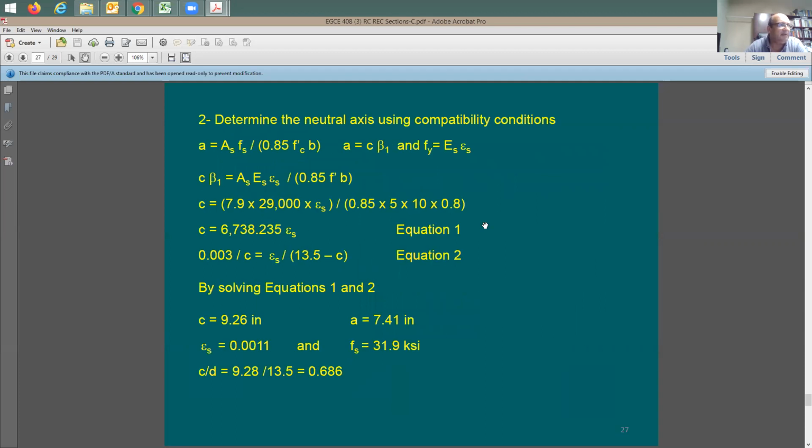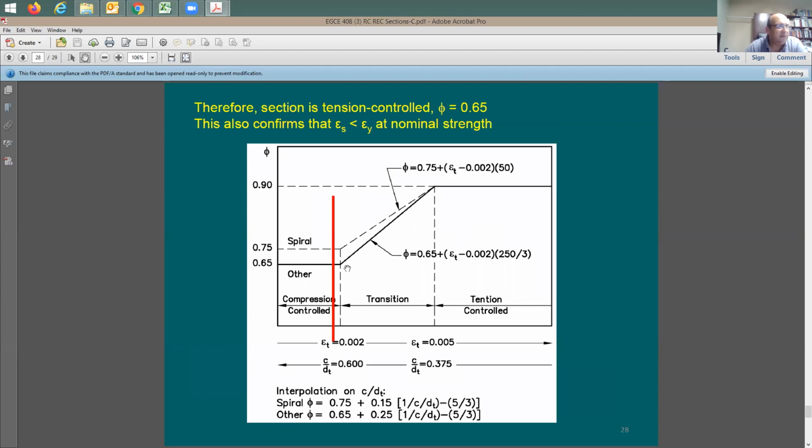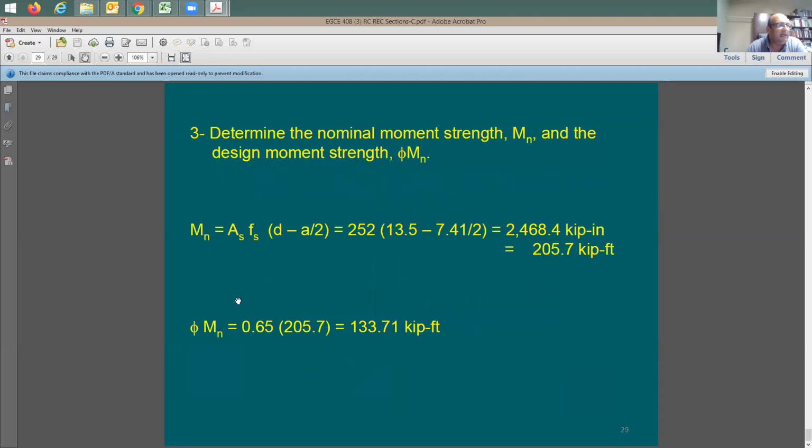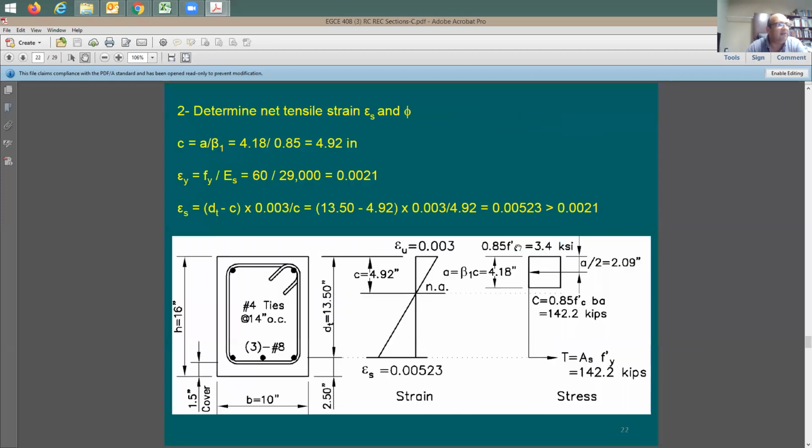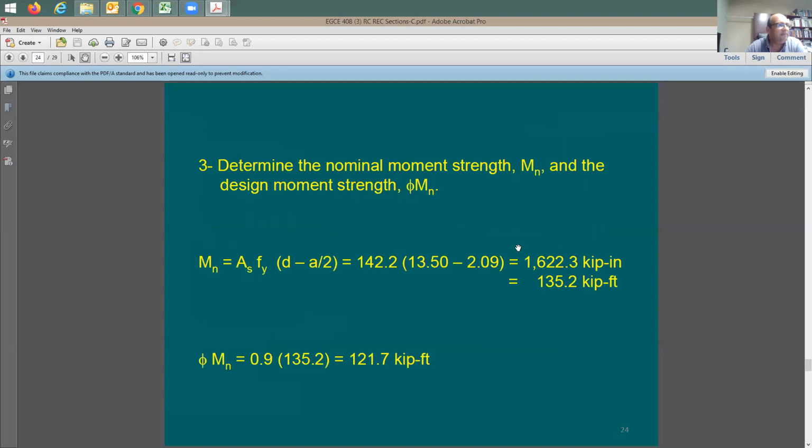So what happened in this case? The phi factor was 0.65. And the total nominal capacity, look what happened. 133 for the capacity of the section, 103.7 phi Mn. But in the previous problem, when I have just 3 number 8, look at the trends. It was 121. So I added lots of rebars, but I didn't gain lots of strength. I was expecting when I add 10 number 8 versus 3, that I'm gonna have increased maybe 3 times.